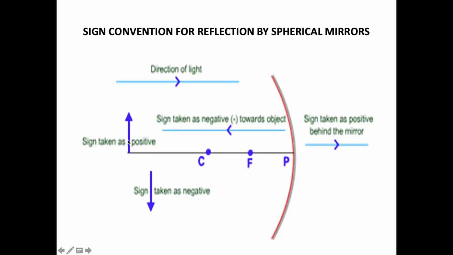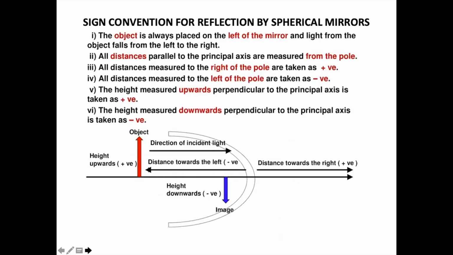If the object is above the principal axis, the height is taken positive. If the image formed is below the principal axis, inverted, then the sign is taken as negative. But if it is virtual, it will be above the principal axis, so at that time the height is taken as positive. So sign conventions, the theoretical part I have written very well over here.